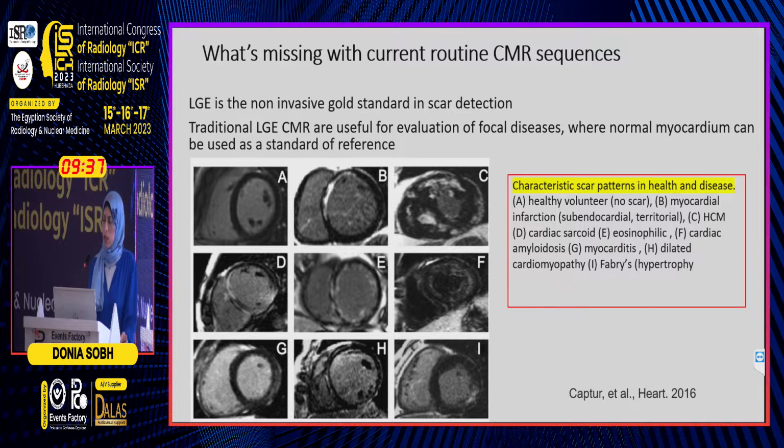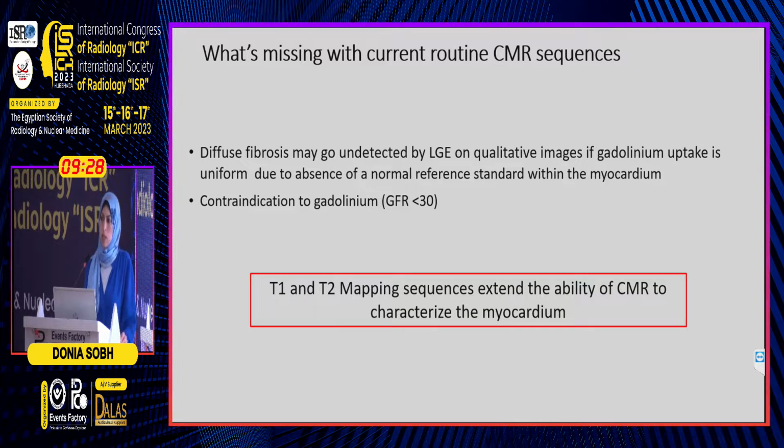And we can use the scar pattern in determination of what the specific disease is. But what is missing is that sometimes when the fibrosis is a diffuse process, we cannot detect the pathology of the myocardium, mainly because we use the normal myocardium as a reference standard to the area of disease. The other thing is that in patients in whom we cannot give contrast, like in patients with chronic renal failure, contrast is contraindicated, so mapping is an alternative technique in this situation.